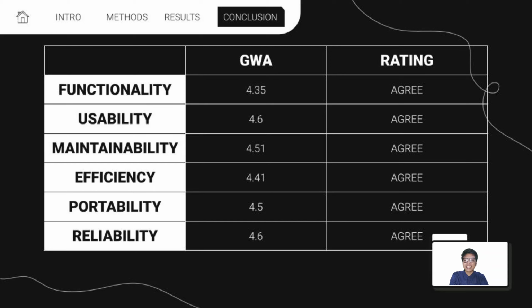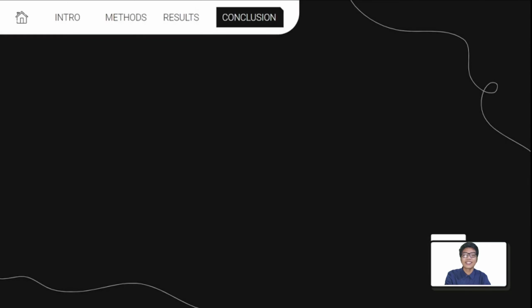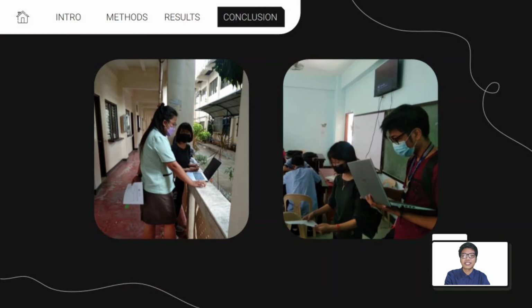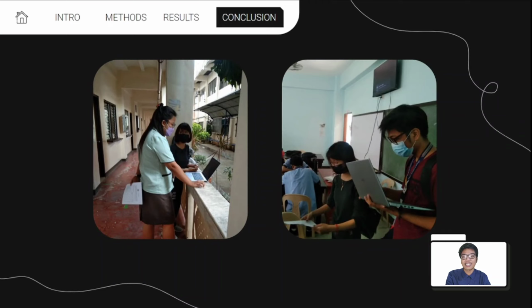Pertaining to the portability, it has a descriptive rating of agree due to the results of the general weighted average of 4.5. And the reliability of the web-based system has a descriptive rating of agree due to the general weighted average of 4.6. In conclusion, the survey conducted by the researchers to the incoming freshman students of Holy Cross College had positive feedback regarding the implementation, functionality, relevance, importance, and benefits of the web-based system that the researchers had developed due to the satisfactory general weighted average of 4.5, which indicates that the descriptive rating is good.